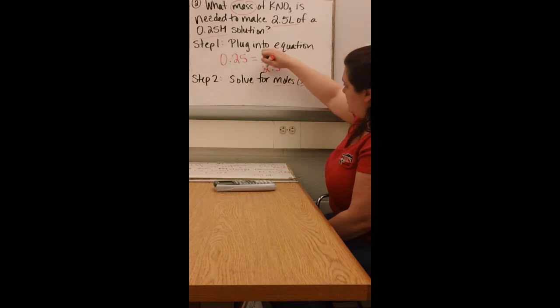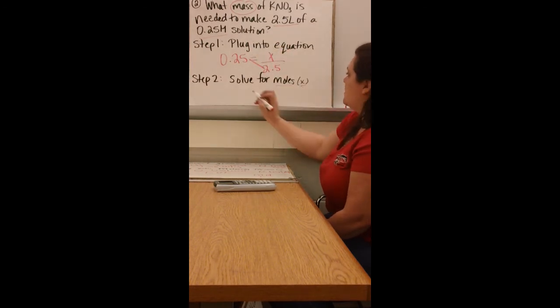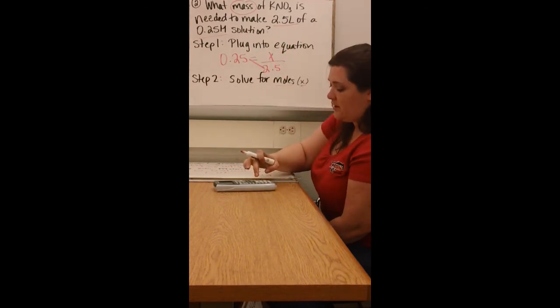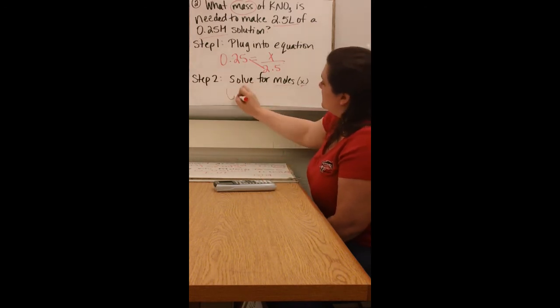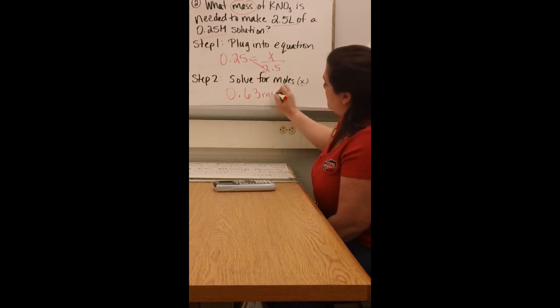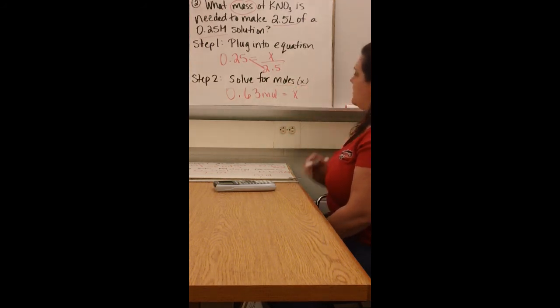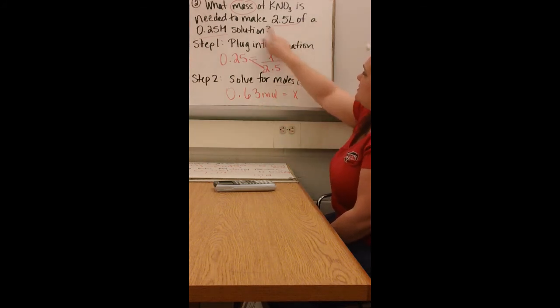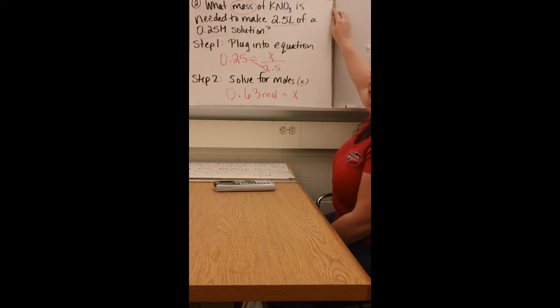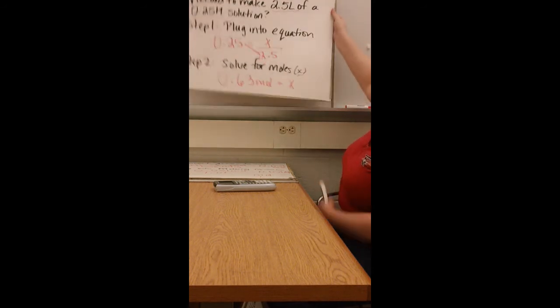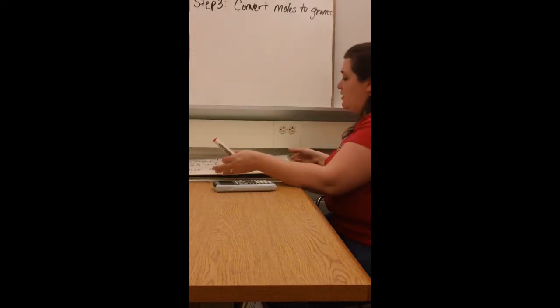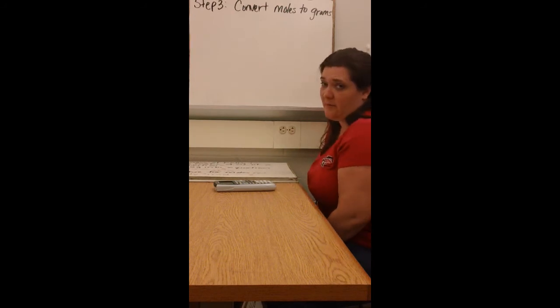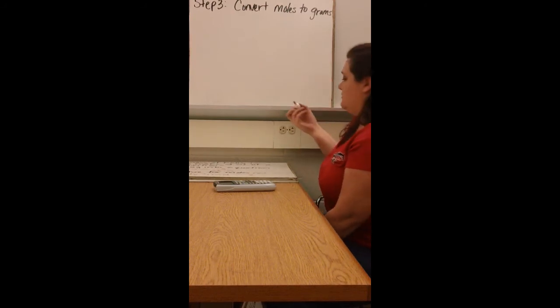To do that, we're going to cross multiply. And so we get 2.5 times 0.25 is 0.63 moles is equal to X. Again, I kept 2 significant figures because that's how many were given, each of those numbers in the problem. Our final step, because the problem asked us for mass, is convert moles to grams.